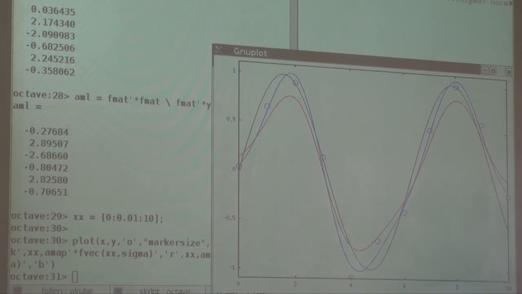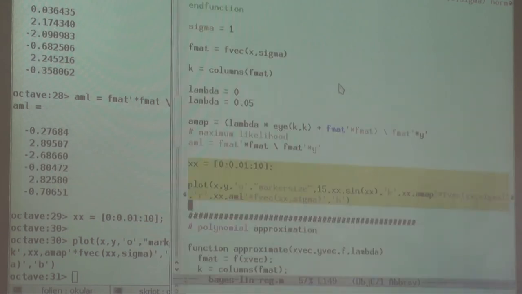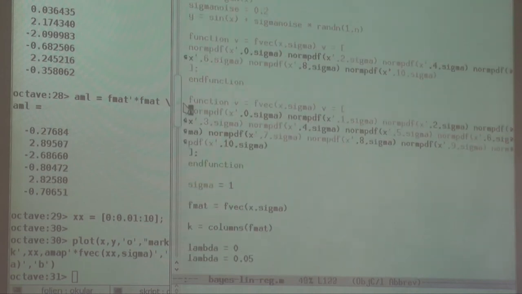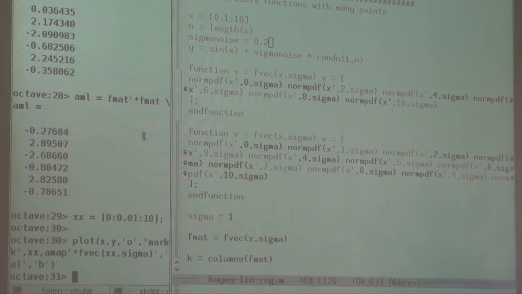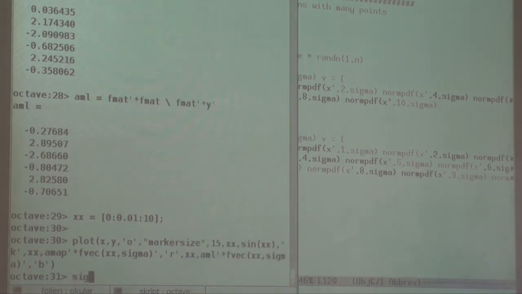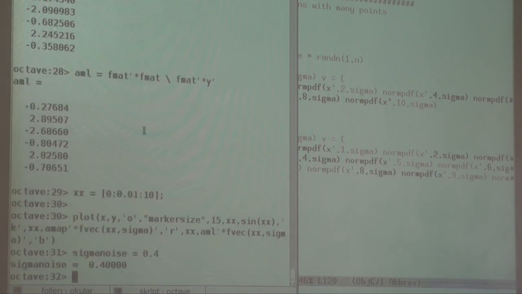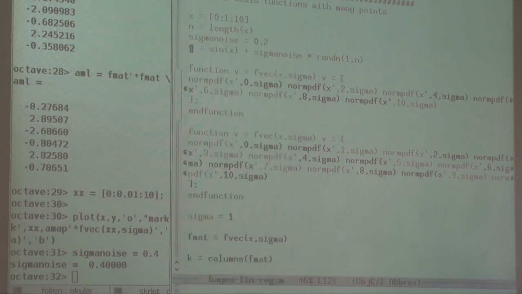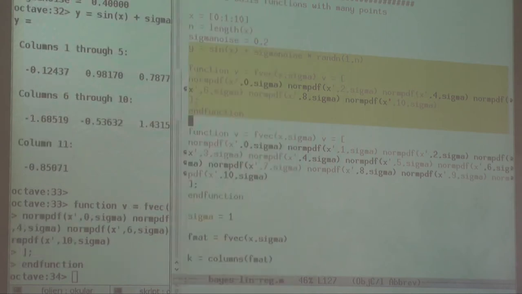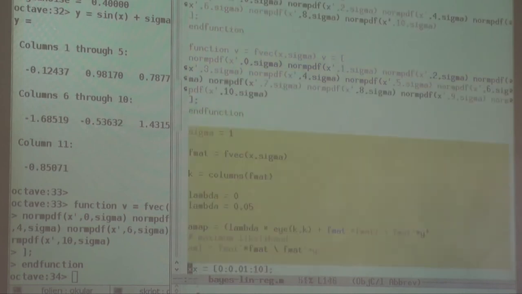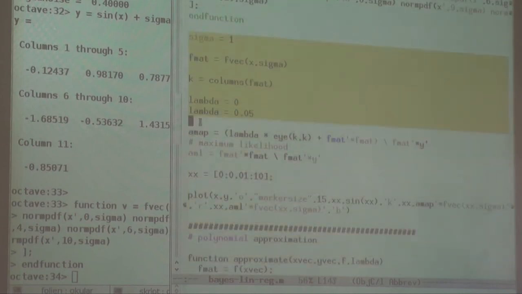But yeah, let's try the same thing with more noise. And then it will be different. So here, sigma noise equal to 0.4. We double the noise. And now we get our y values. And then we continue with the whole thing.